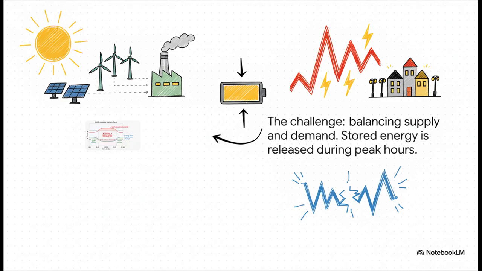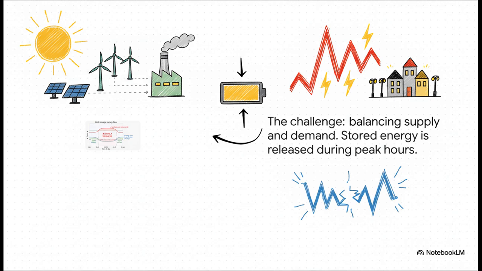So, the whole game is this constant balancing act. You've got power being generated, and you've got people using it. See the graph? During peak hours, that demand spikes. That's the sharp red line. That's when stored energy, the green bit, has to be pumped back into the grid to keep up.